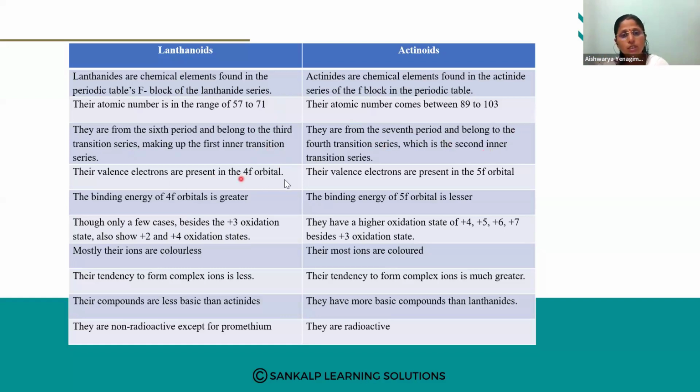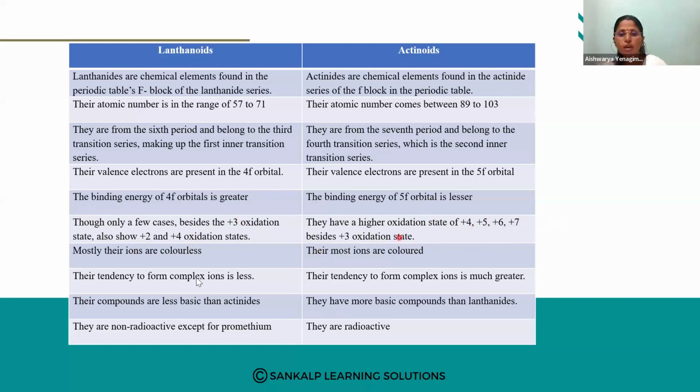Their valence electrons are present in 4f orbital and here they are present in 5f orbital. The binding energy of 4f orbitals is greater. Here the binding energy is quite less, because the atomic size is a little bigger. Only in few cases besides +3 oxidation state, lanthanides show others; the common oxidation state of all lanthanides is +3. But actinides also exhibit +2 and +4, and higher oxidation states +5, +6, +7; neptunium has +7.